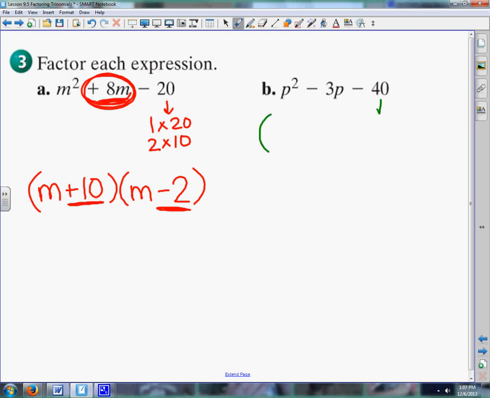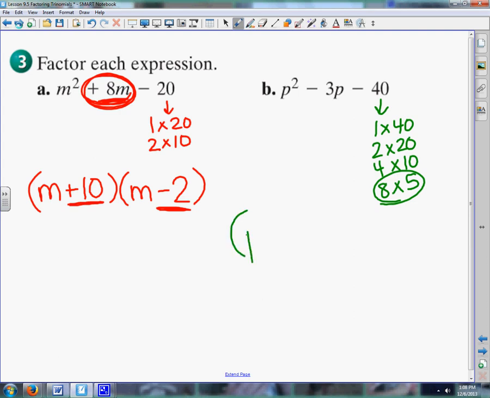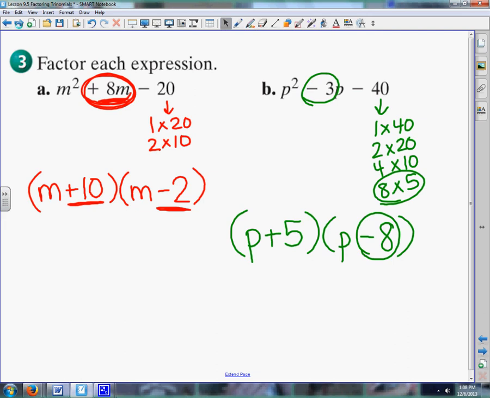So, I got to start with 40. So 1 times 40, 2 times 20, 4 times 10, 8 times 5. So I think this is our winner, 8 and 5. So I'm going to have P plus and P minus. Now I want to get a negative 3. So I'm going to put my 5 as my positive and my 8 as my negative because I want the negative to be 3. So I want 8 to be negative because it's bigger. And then when I add 5 to it, it's just going to be a negative 3.